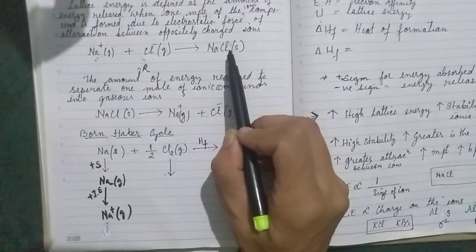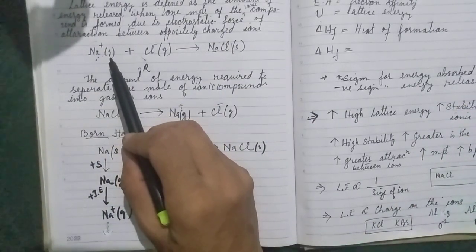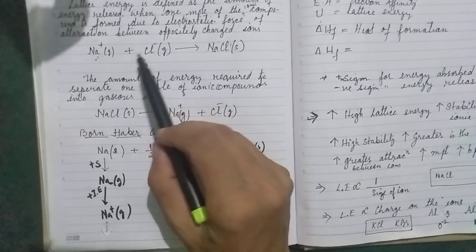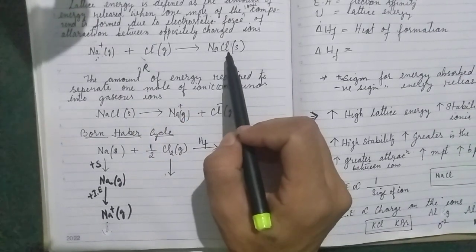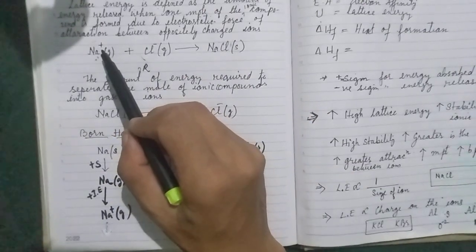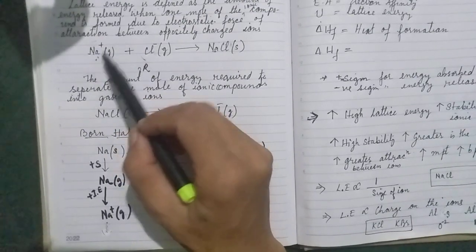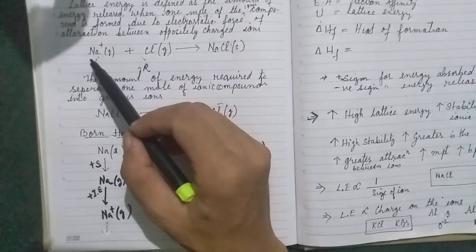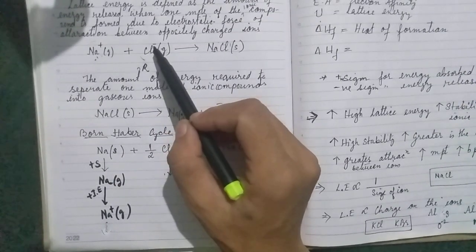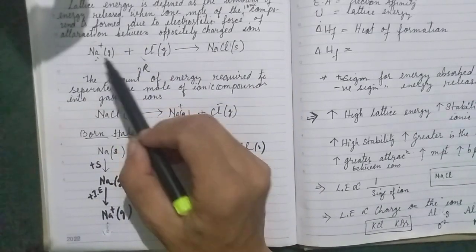This NaCl is formed when Na+ in the gaseous state and Cl- in the gaseous state combine together to form NaCl. But any atom with a plus or minus charge is very unstable. Everyone likes to become stable. Every element likes to become stable.